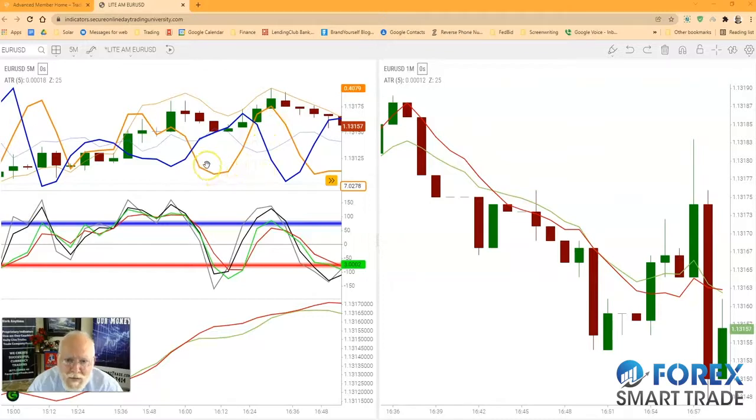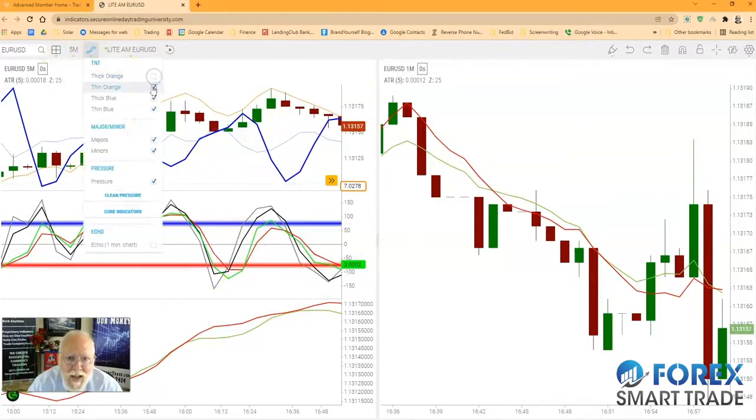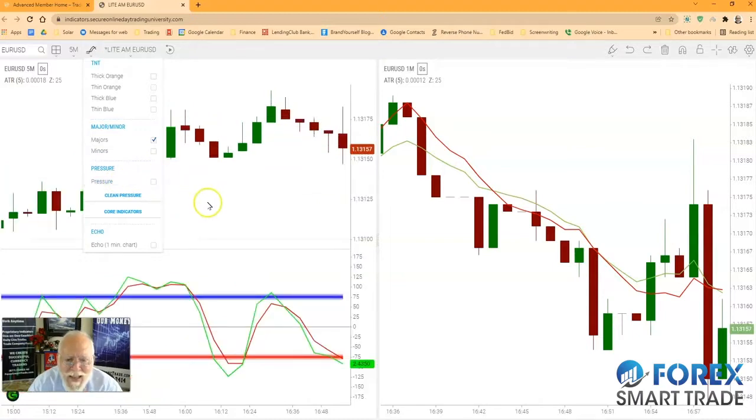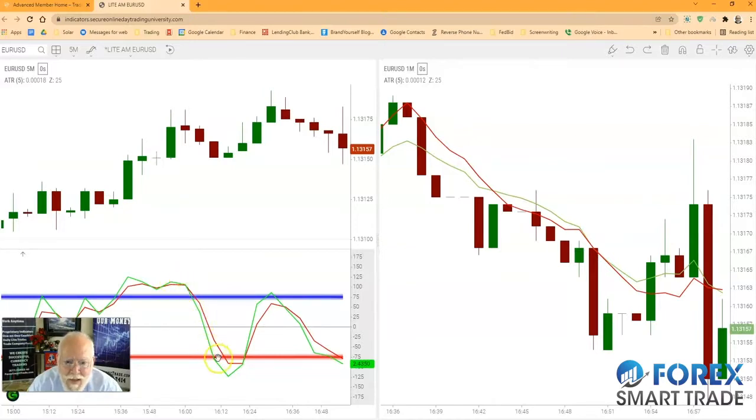So what I'm going to do is, first, simplify the chart to go to our most basic trade. So I am going to take off the lines on the TNTs, so all we have is just the candles. Then I am going to take off the majors and minors. I am going to take off the minor lines so that we're looking at just the majors. And then I am going to take off the pressure. So I've taken out most of the signals. So all we're going to look at is basically what the red and green line are doing and where they are in relationship to the chart.